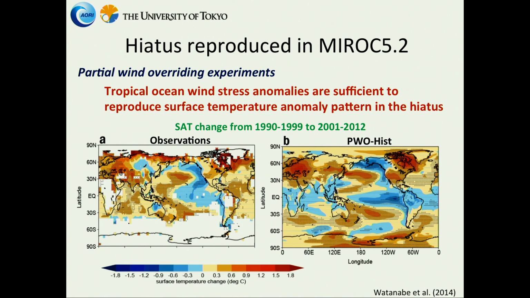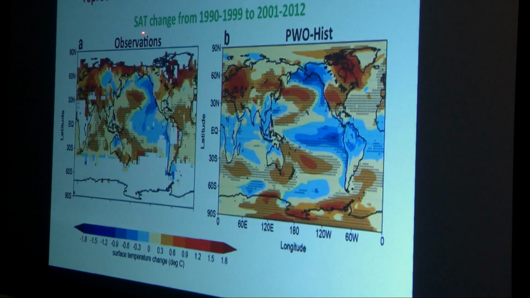So this is the surface air temperature anomaly change from the previous decade to the present decade. This is the observation, and this is the simulation. The Pacific IPO signal is present, and some other areas, such as Eurasia, seem to be okay.